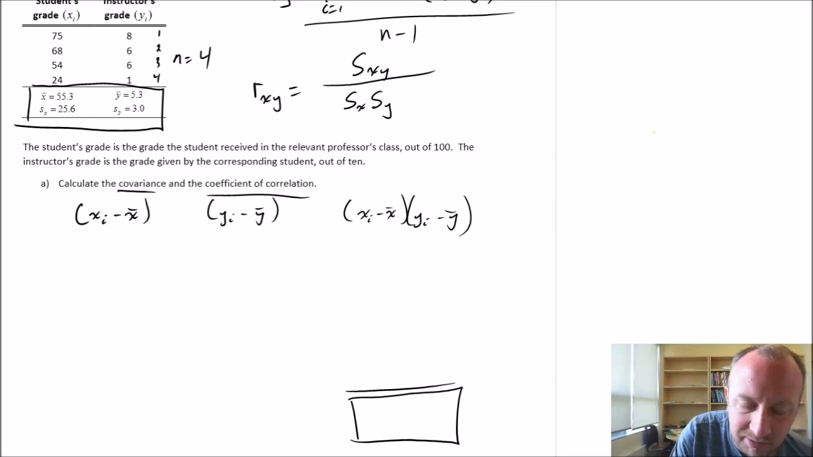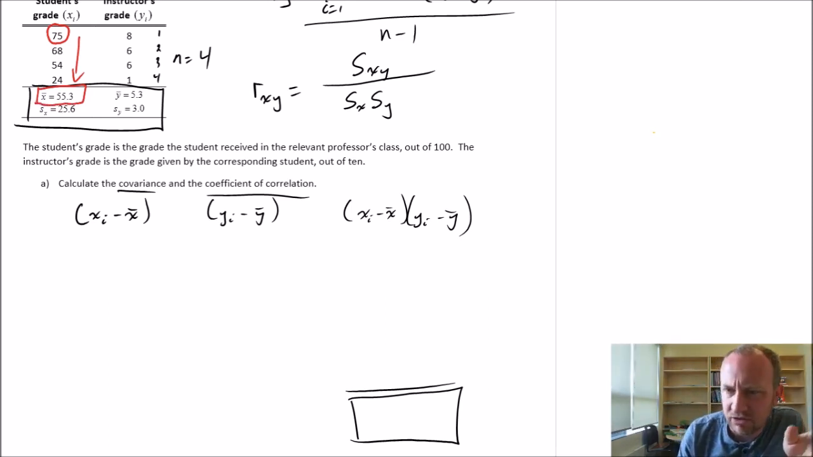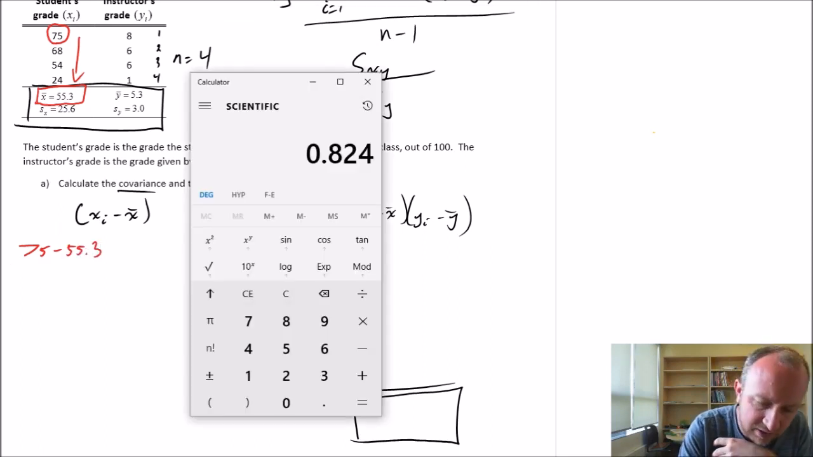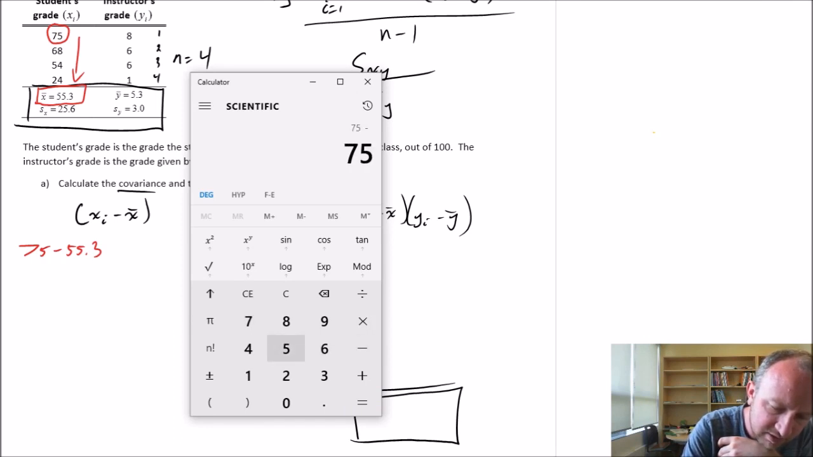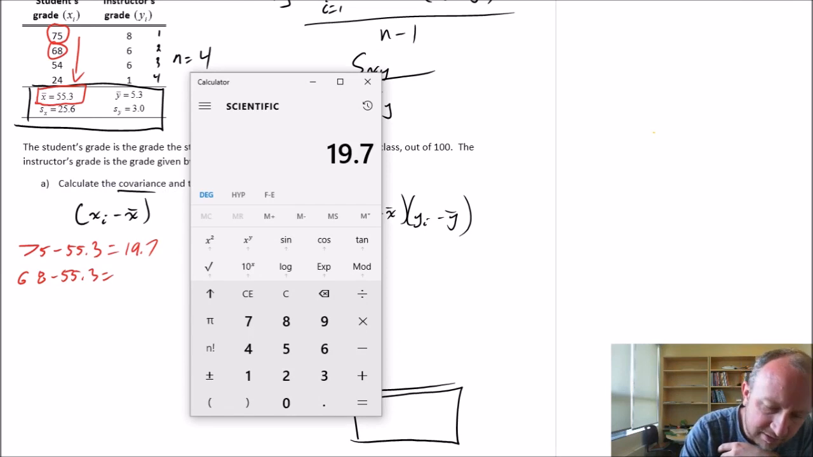I'm going to work with the X variable first. I'm going to start with the first observation and go down to the fourth observation. Here, this is that relevant mean that I'm going to be using, X bar 55.3. So I'll write out the first two calculations here just so you have an idea of what's happening. 75 minus 55.3, that will be the first one. So 75 minus the mean, 55.3. 75 minus 55.3, so 19.7. And the next one then, 68 minus 55.3. So we get that calculator, 68 minus 55.3, 12.7.